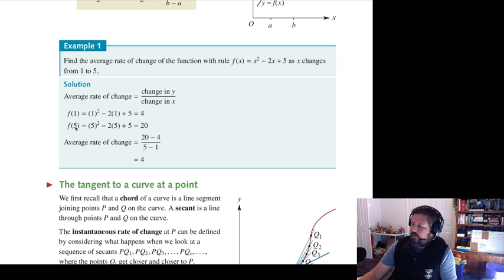And we need to find out what's going on when x is 5. Substituting it in, its y value is 20. Doing the average rate of change, the difference between the y values, 20 take away the 4 on the top line, and divided by the change in the x values, the 5 take away the 1, and we get the answer as being 4. Perfect. I think you guys should be fairly happy doing that.